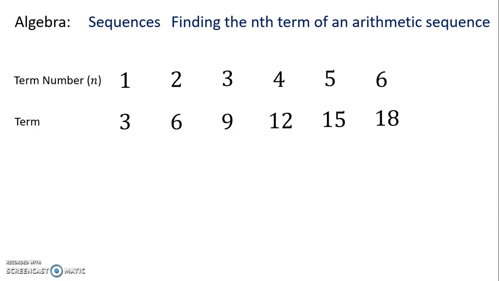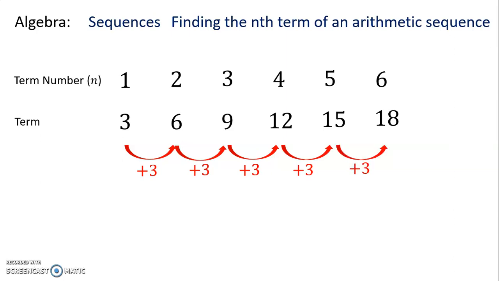Okay, so if we look at this sequence here, this should look pretty familiar to you. 3, 6, 9, 12, 15, 18. This is the 3 times table. And of course, the 3 times table has a common difference of 3. We're adding on 3 every time to get to the next term.